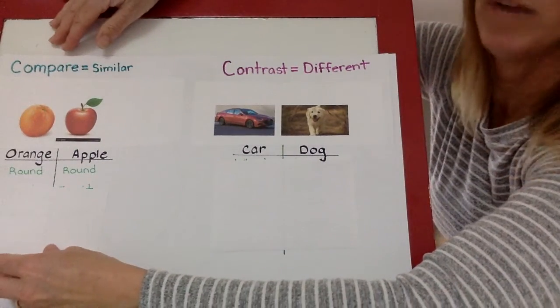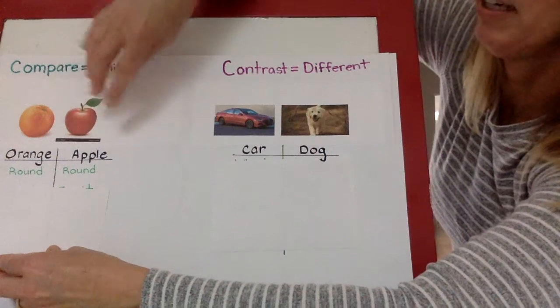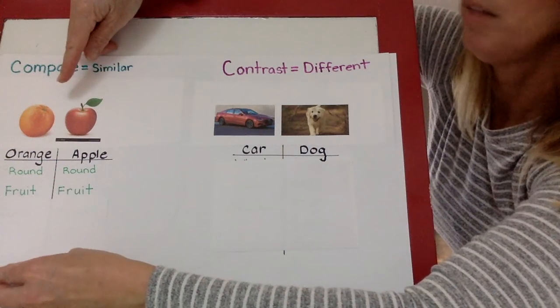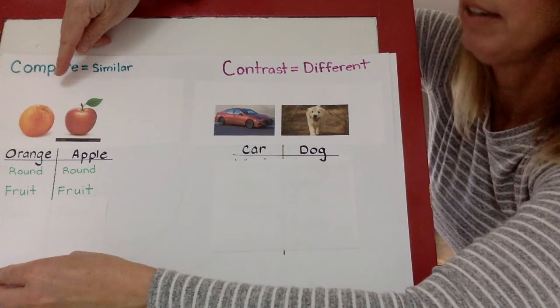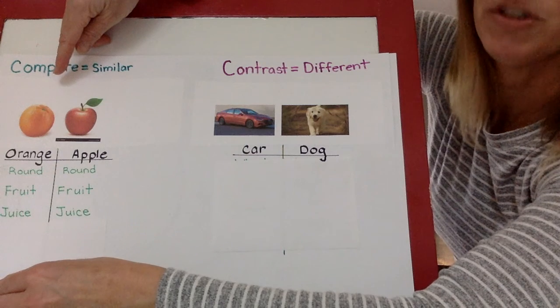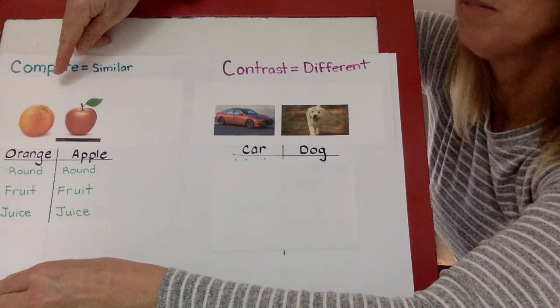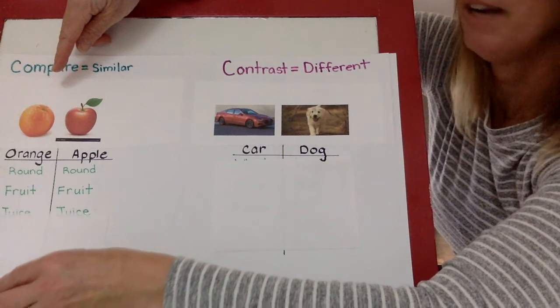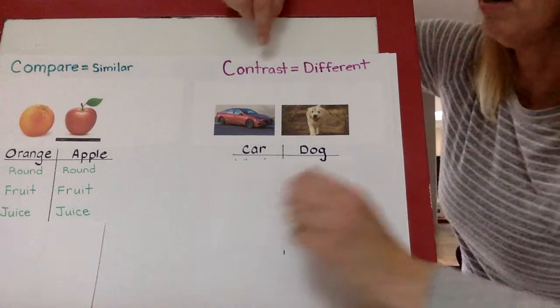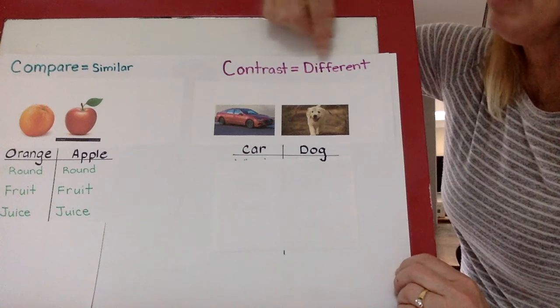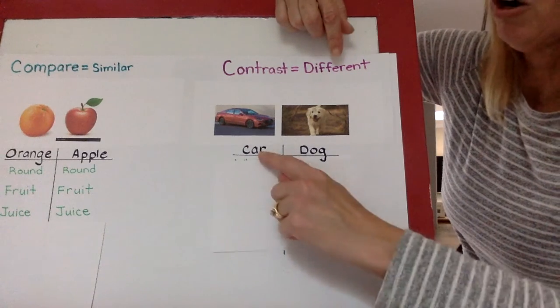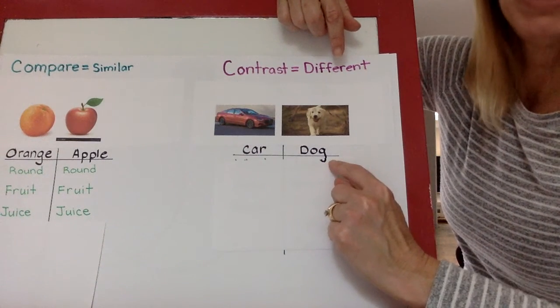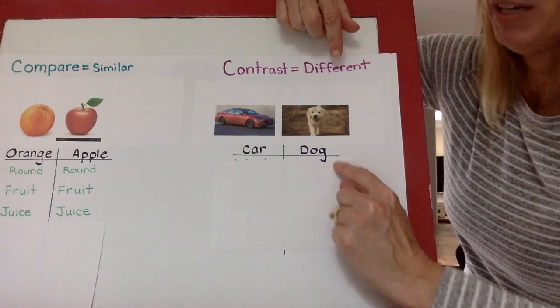They both are round. You can see round on each side. They both are fruit, and they both have juice. Now there's many things more that they may have, but that's just a few that I gave today. Now on the other side here, we have contrast, which means different. A car and a dog. I'm pretty sure you could assume those are pretty different.